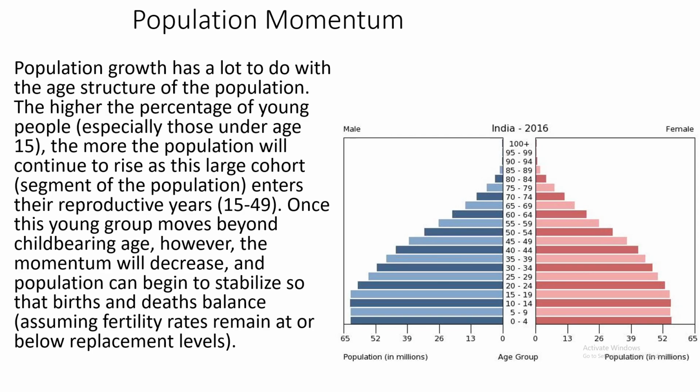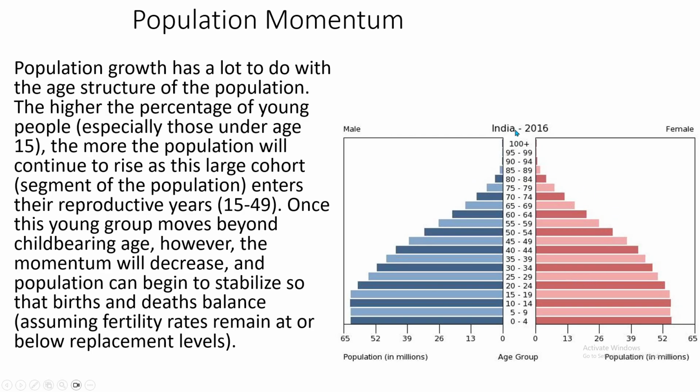So looking at population momentum. Population growth has a lot to do with the age structure of the population. The higher the percentage of young people, especially those under age 15, the more the population will continue to rise as this large cohort, this segment of the population, enters their reproductive years, so 15 to 49. Once this young group moves beyond childbearing age, the momentum will decrease and population can begin to stabilize.